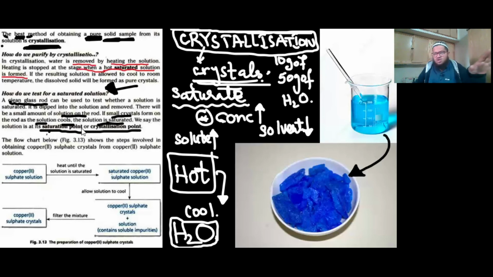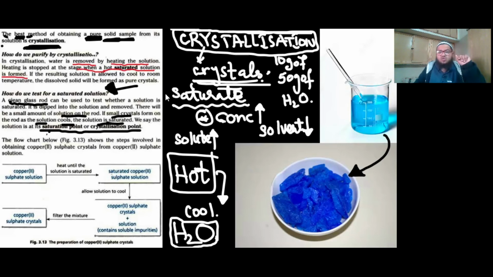You don't need to go with the glass rod and stuff, okay? Now, what do you need to write on your exam paper when this question of crystallization comes? How to obtain a pure sample of crystals from a solution of copper sulfate. So now guys, I'm listing these points and listen very, very carefully.